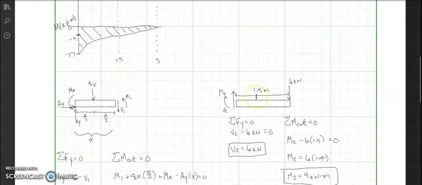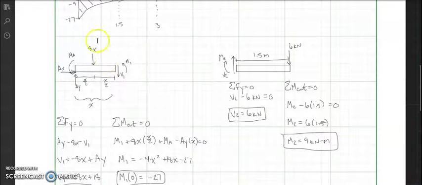Continuing on, I split it into two parts. Here I've got the left side with the distributed load, and here I've got the right side with just that point load. Let's start on the left.